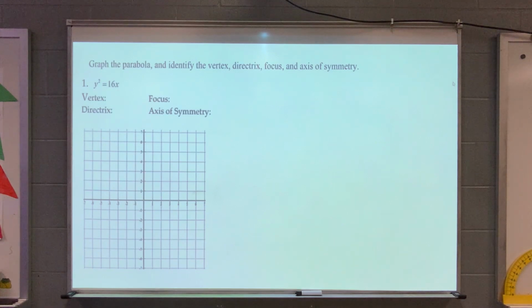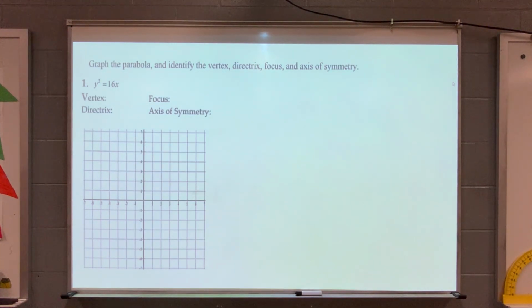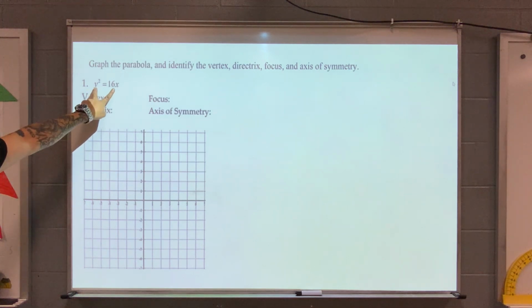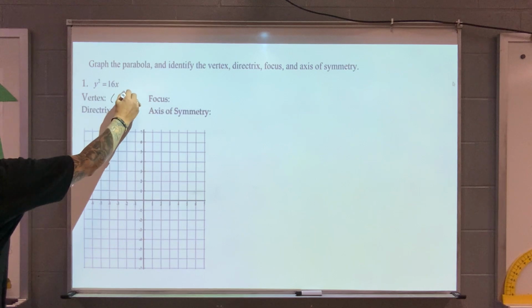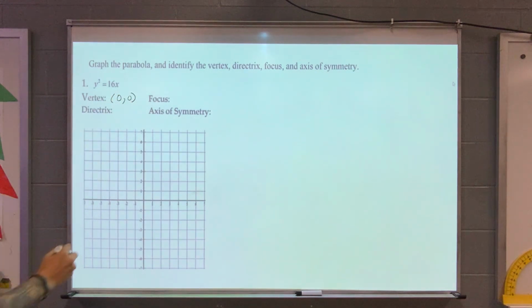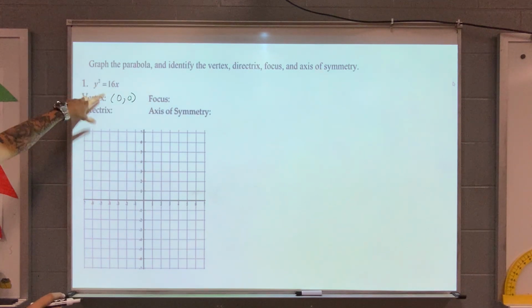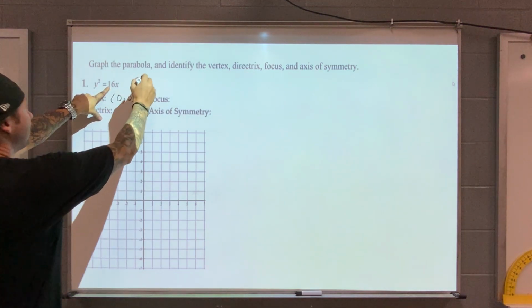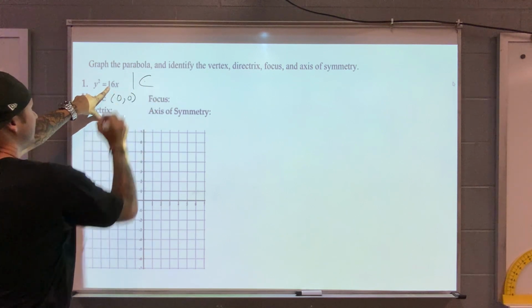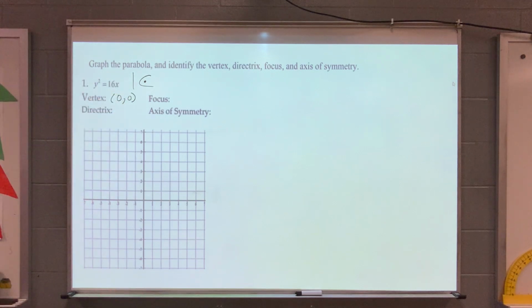Graph the parabola, identify the vertex, directrix, focus, and axis of symmetry. Since there aren't any numbers associated with x and y, the vertex is (0, 0). The y has the square, so I know it opens left and right. It's going to open right because this is positive. So the focus is going to go inside the parabola and the directrix outside the parabola. So a rough sketch, this is what it's going to look like.